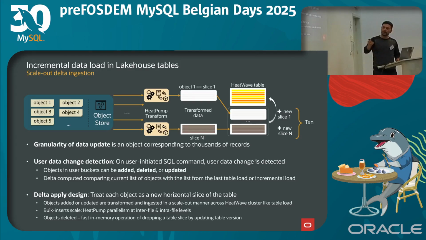Here, what is the key idea? The key idea is similar to the scale-out load, but this time we only do it for the delta. Essentially, we compute the hashes of the files which we have loaded, and we keep track of those in a metadata. And then on a refresh command, this is, by the way, today a manual operation, user issues a refresh. On that operation, we go through the list of files in object store. And if you identify one file is a new file, then we trigger a scale-out heat pump transformation. And this is treated as a new slice in the table, and that is added atomically to the table once the transformation phase is done.